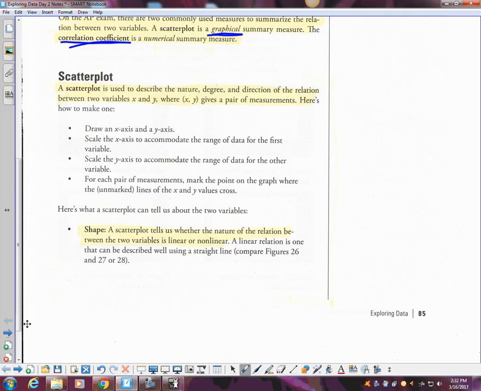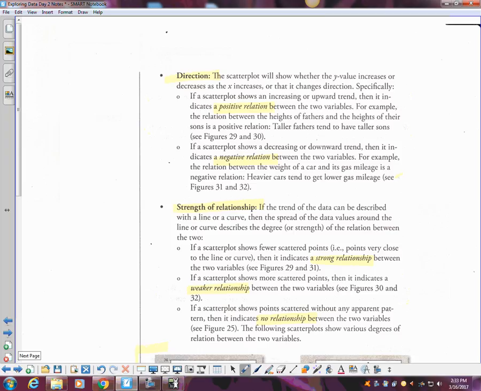Going to draw an X and a Y axis, figure out what you need to go up by each one and plot the dots. They're not going to ask you to draw a scatter plot on the AP exam, but they'll give you some to interpret. So down here, here's what a scatter plot can tell us about the two variables. It tells you the shape. And really what we're looking for is if it's linear or nonlinear. It also tells us the direction.